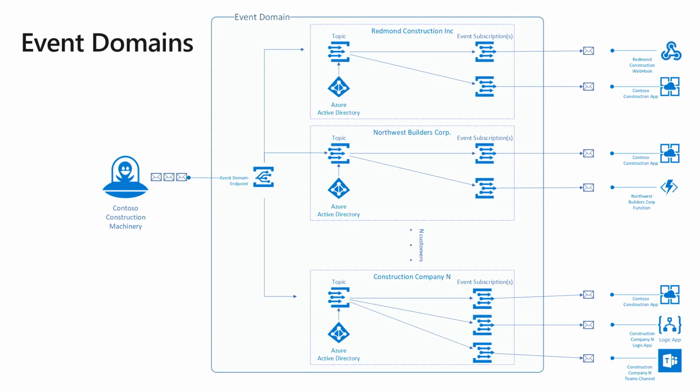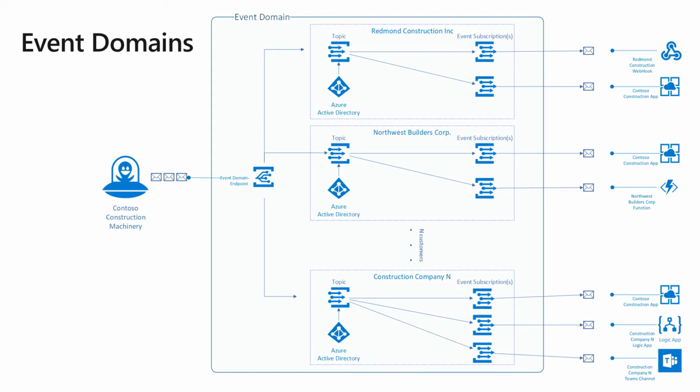To be able to subscribe to events that belong to Redmond Construction Inc. and vice versa. So what you do is you basically define a topic for every single one of your customers, and then Azure Active Directory, Azure's system for basically handling authentication, will restrict permissions to these topics to only the authorized users of each topic.